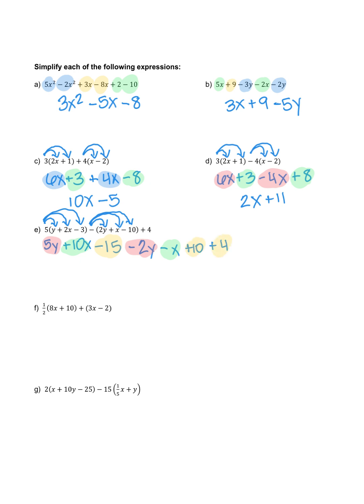Let's go ahead and combine like terms. We have 5y and negative 2y equal 3y. 10x minus x is plus 9x. Negative 15 plus 10 is negative 5. Negative 5 plus 4 is negative 1. So our answer is 3y plus 9x minus 1.